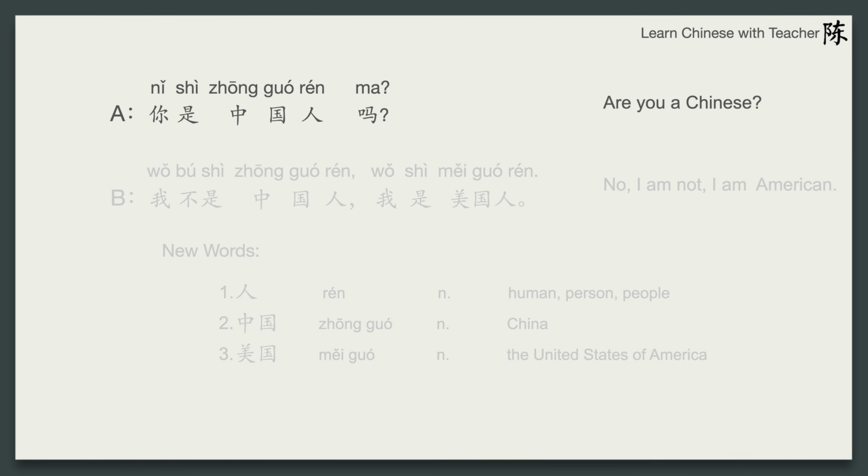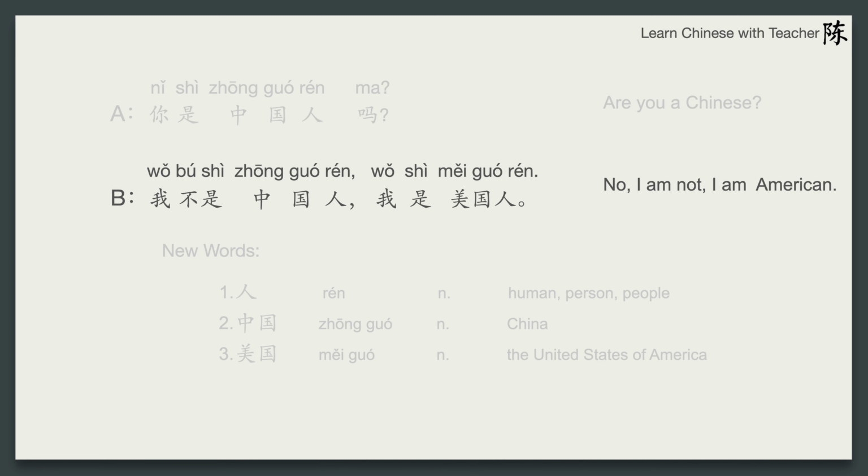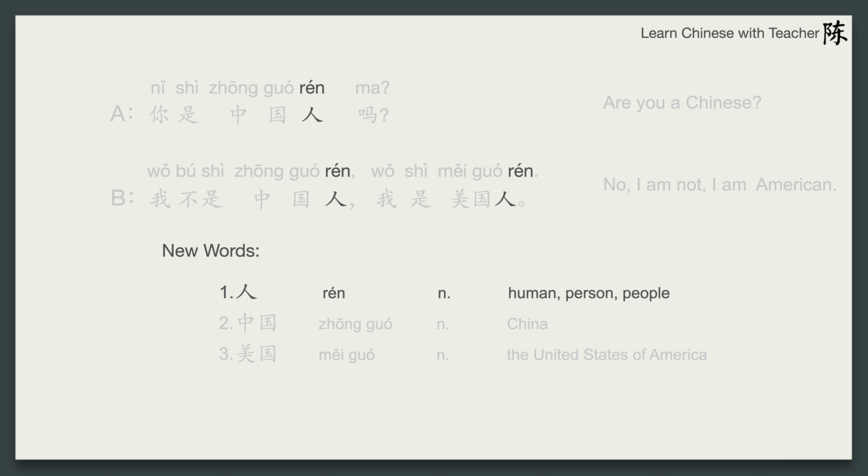The third conversation. 你是中国人吗？我不是中国人，我是美国人。The first new word, 人 is noun, means human, person, or people. 中国 it's a noun, means China. 美国 is also a noun. It means the United States of America.